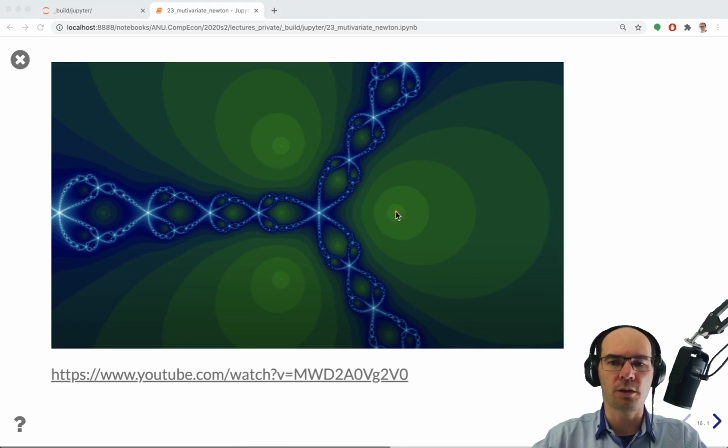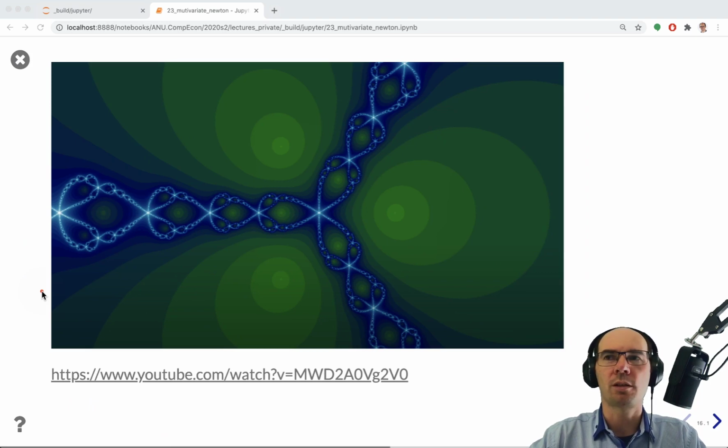Here, the three solutions are drawn. The light green means that we converge in one iteration, and darker colors mean that we are converging in a larger number of iterations. And now you can see these bands of the fractal structure.